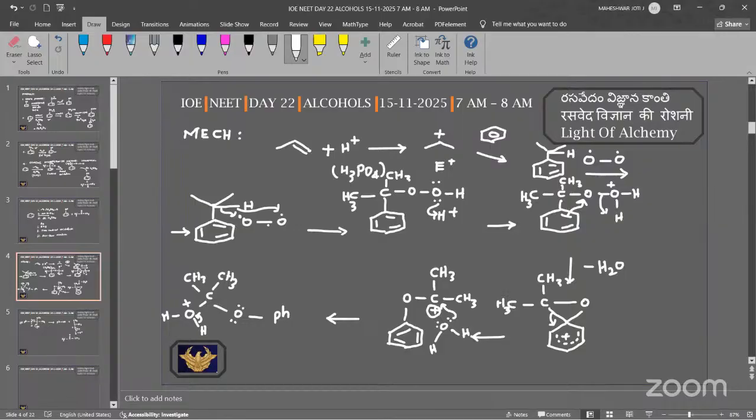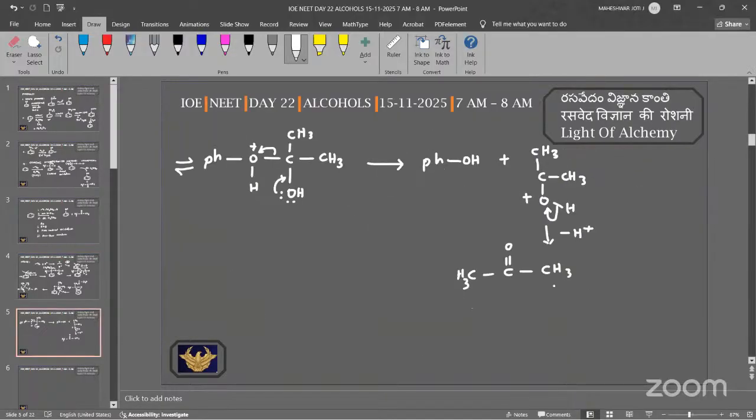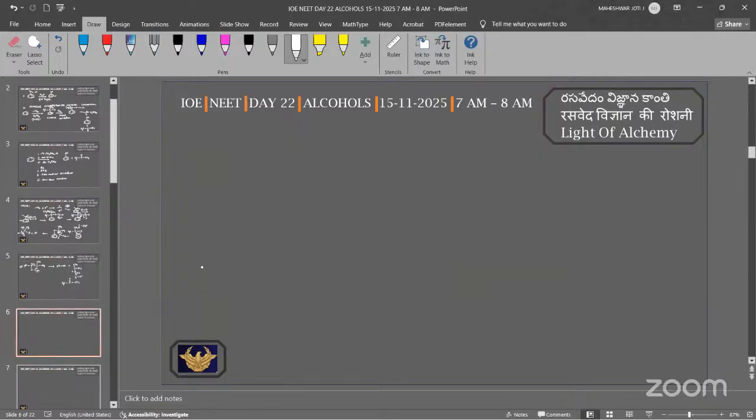Next one, see here. Oxygen is undergoing homolytic cleavage to form radicals. So free radical oxidation, right? Next steps are internal rearrangements. So this is the mechanism of formation of phenol and acetone from cumene hydroperoxide. Clear? These are preparation methods of phenol. Now let us discuss properties of phenol.